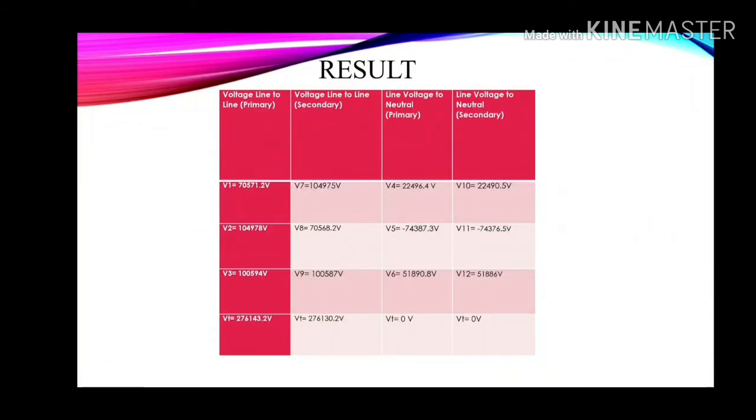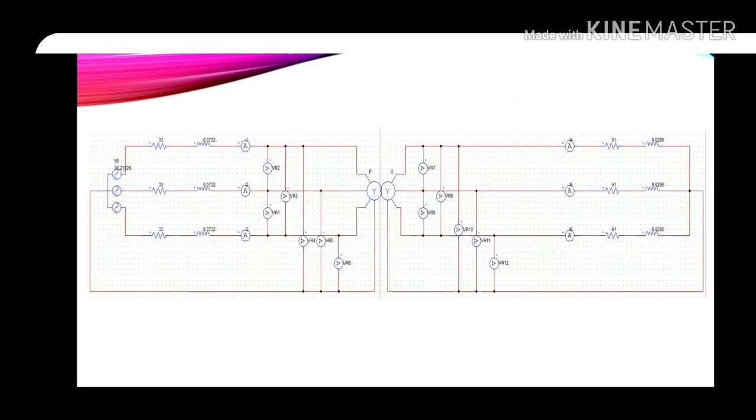Okay, this is the result that I get from the PSIM software. As we can see, voltage line to line primary, voltage line to line secondary, line voltage to neutral primary, and line voltage to neutral secondary. Okay, as we can see in the result, V1, V2, V3, and then V total is V1, V2, V3. This is the circuit that I designed in the PSIM software.